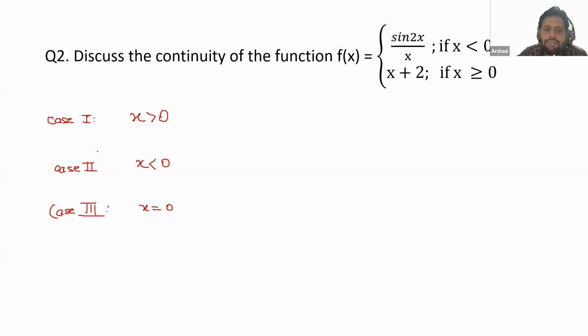Very good. So Atif, in these 3 cases, can you tell me where there is a possibility that the function will not be continuous? In which case? First, second, or third? Second. Okay. Who can tell me? Josefa, please tell me in case 1, 2, and 3, in which case there is a possibility that the function will not be continuous?